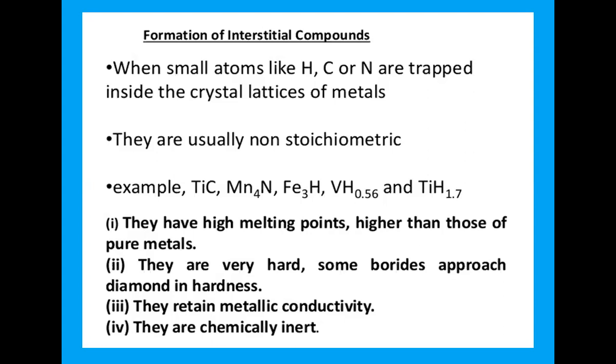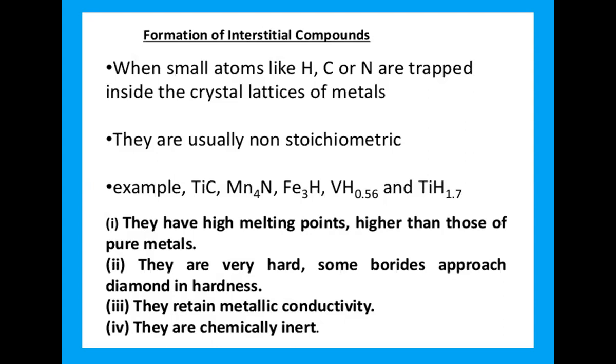For example, titanium carbide, manganese nitride, iron hydride, vanadium hydride, titanium hydride. See the value of hydrogen in titanium hydride, it is 1.7. The value of hydrogen in vanadium hydride is 0.56. That means these smaller atoms get trapped in the metal surfaces provided by the respective d block element.